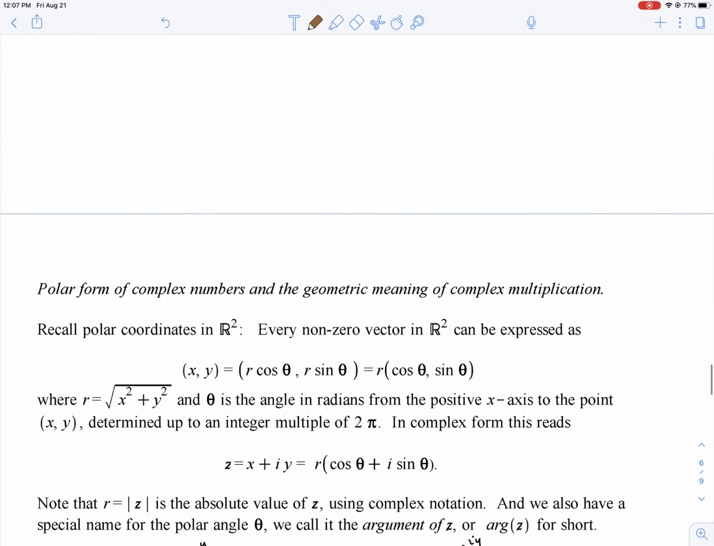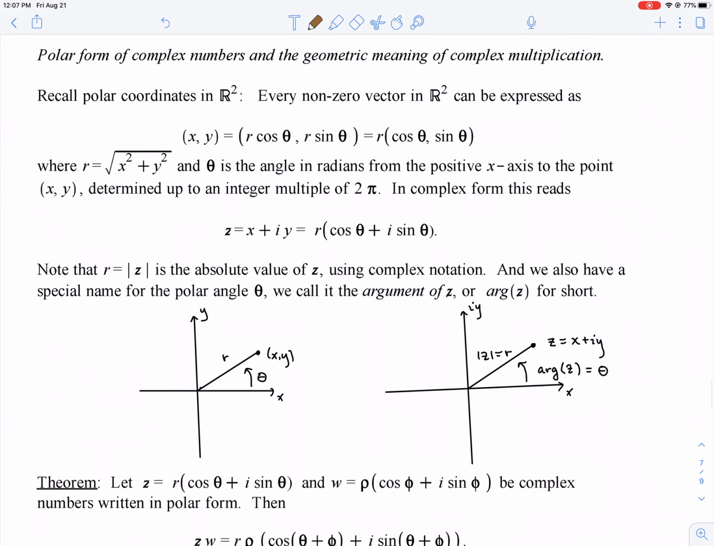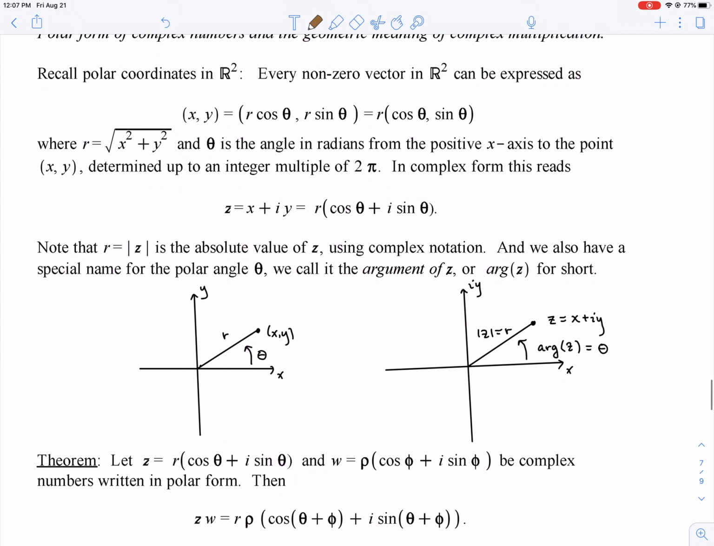Polar coordinates explains the mystery. Remember polar coordinates from multivariable calculus? Every point in R2, every point (x, y), can be geometrically expressed in terms of its distance r, which is the square root of x squared plus y squared, from the origin, and its angle theta in radians from the positive x-axis to the point, where the positive direction is the counterclockwise direction.